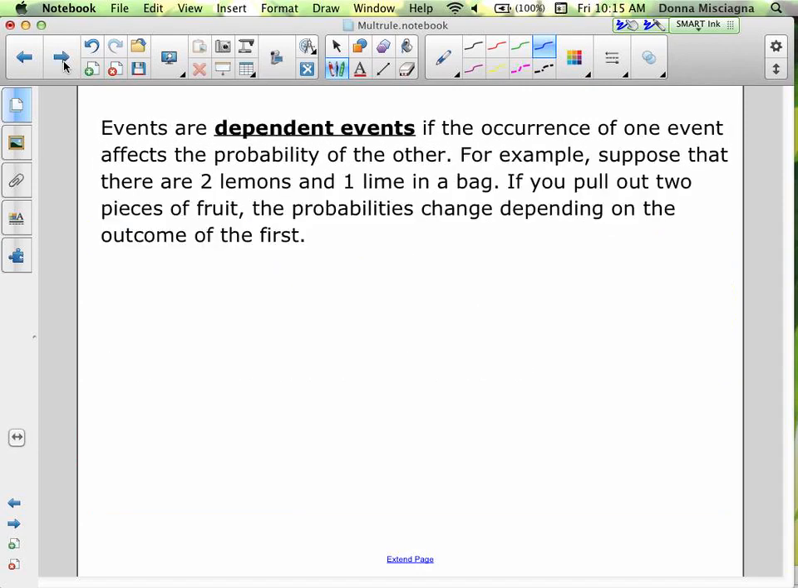Right, so in your notes, events are dependent events if the occurrence of one event affects the probability of another. For instance, suppose there are 2 lemons and a lime in a bag. If you pull out 2 pieces of fruit, the probabilities change depending on the outcome of the first. You're changing what's in the bag. So if I take out one of the pieces of fruit and I go to pick again, I don't have the same fruit in the bag.